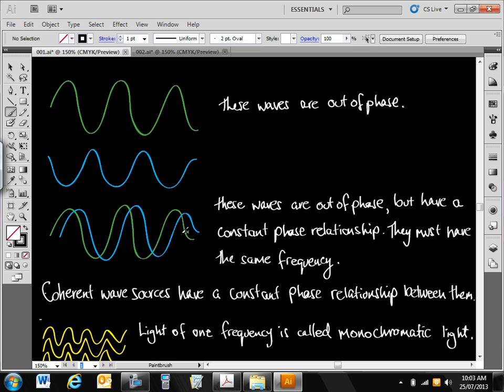Here's a diagram of two waves in superposition, one over the other, and what we see here is that this wave is out of phase by around about a quarter of a wavelength, maybe a little bit less than that.